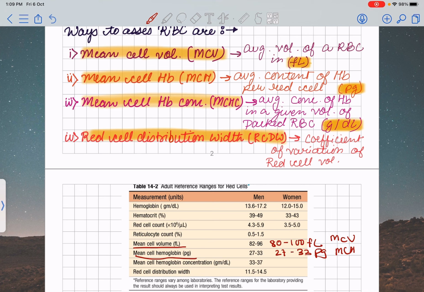Now we see MCHC. This is mean cell hemoglobin concentration. It is the average concentration of hemoglobin in a given volume of packed RBC. Now we saw per RBC; this is in a given volume of packed RBC. That is gram per deciliter. What is it? 33 to 37, right? MCHC is 33 to 37 gram per dL. And red cell distribution width is a coefficient of variation of red cell size. It's always in percentage form. Red cell distribution width is 11.5 to 14.5. These are the things we look at, right?